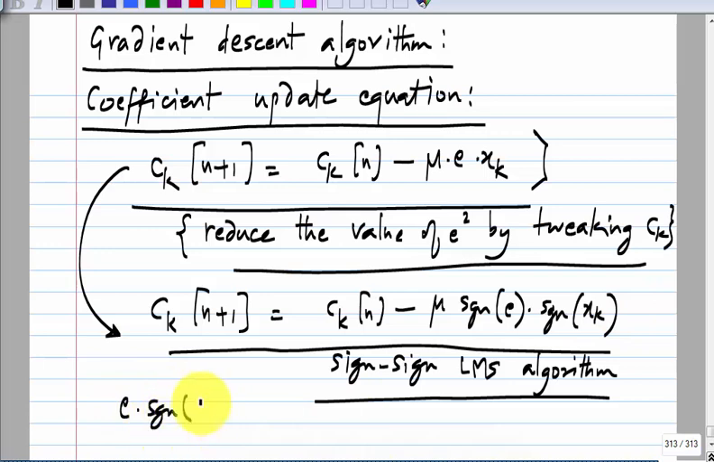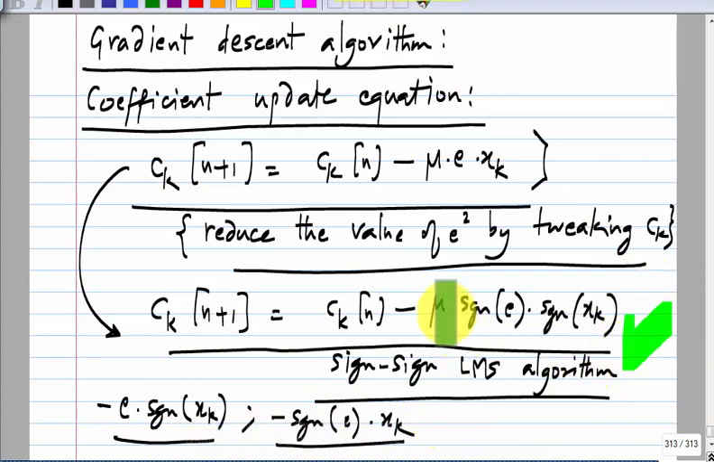I think there can be variants where, instead of doing this, you can take e times sign of xk or sign of e times xk. I am myself not sure of the motivations for doing these, but this is very clear. Basically, it's a 1-bit computation, right? It's just sign of e times sign of xk.